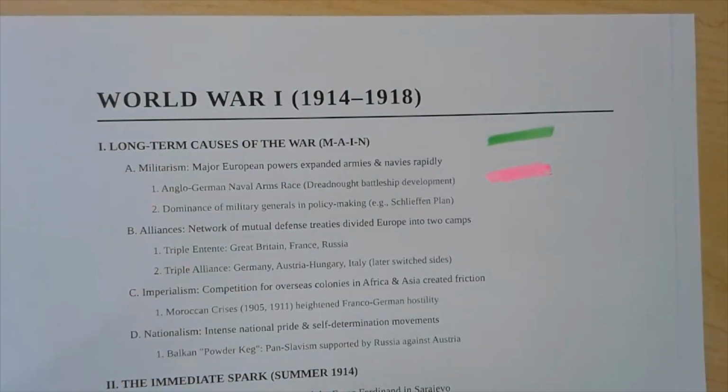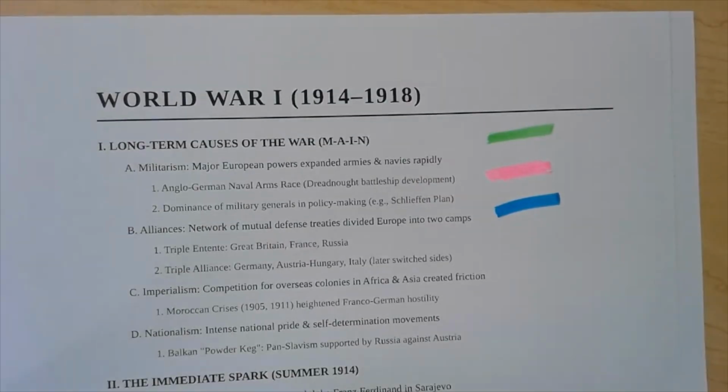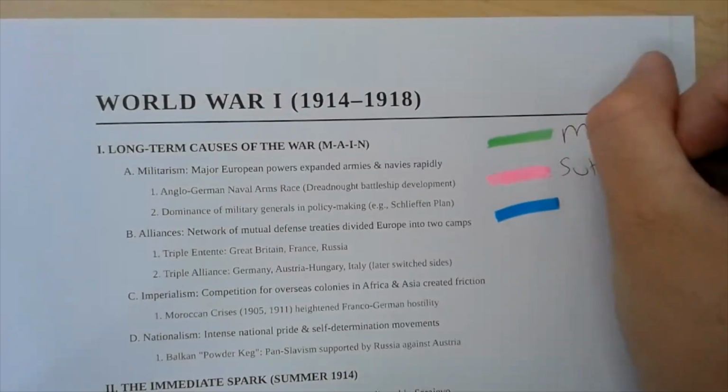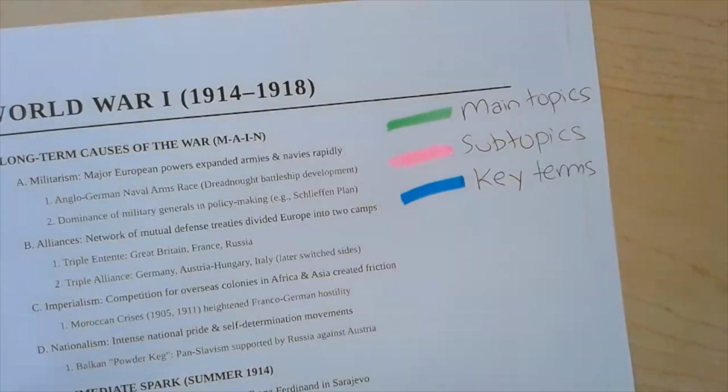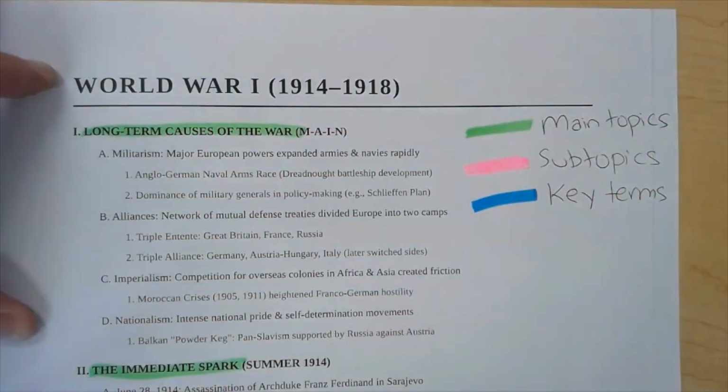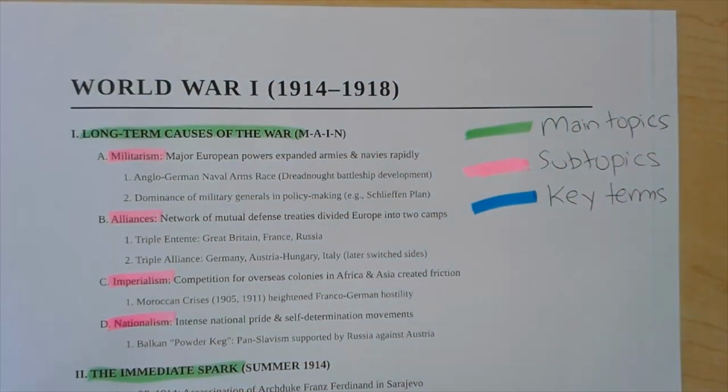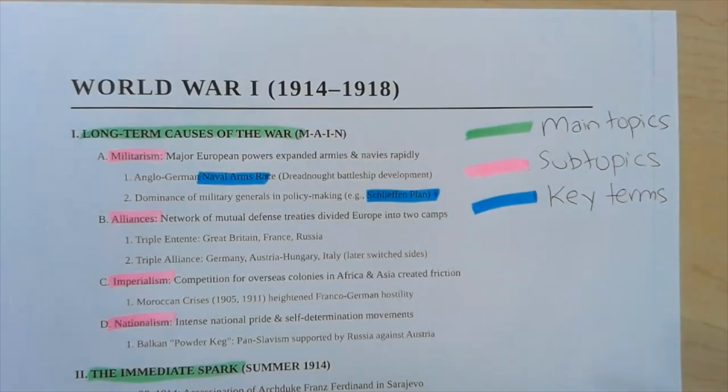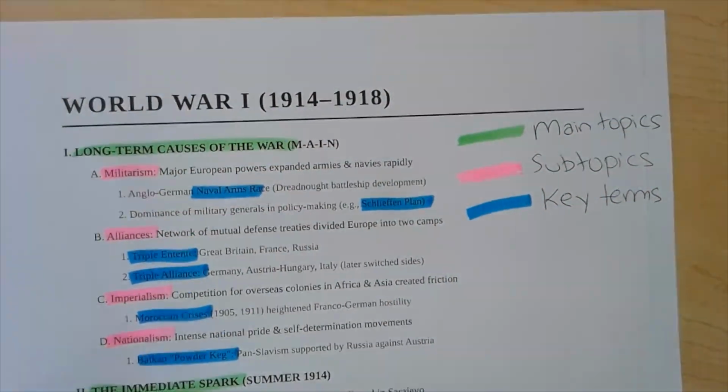In the first example, I created a key using my 3 colors. I then labeled the green color main topics, the pink color subtopics, and the blue color key terms. I then began to read through my notes and color-coded as I went along using each of these 3 colors.